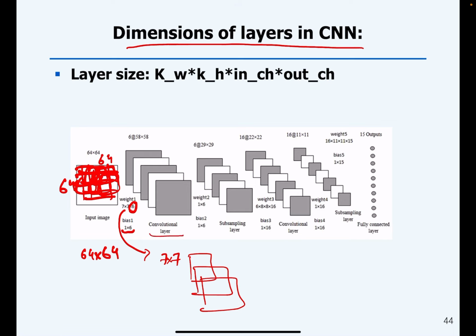So the convolutional layer size would be now from 64, it will become 58 cross 58, and we will have 6 such outputs at the convolutional layer. So we applied this kernel, and we will have 6 outputs, each of size 58 cross 58. And then we have the subsampling or the pooling.